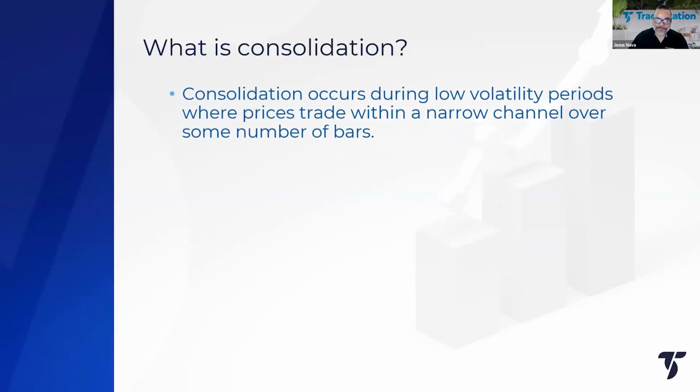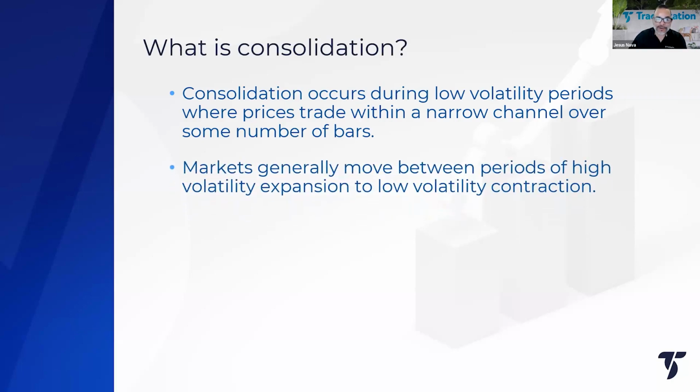What is consolidation? It occurs when volatility is low and prices trade within a narrow channel over a number of bars. So if you've been trading for a while, you know what consolidation is. You know what consolidation looks like also in a chart. Bar candlesticks start moving sideways. The size of those candles is not as tall as other candles when there's high volatility. So it's very easy to identify in a chart when any security is going through a consolidation period.